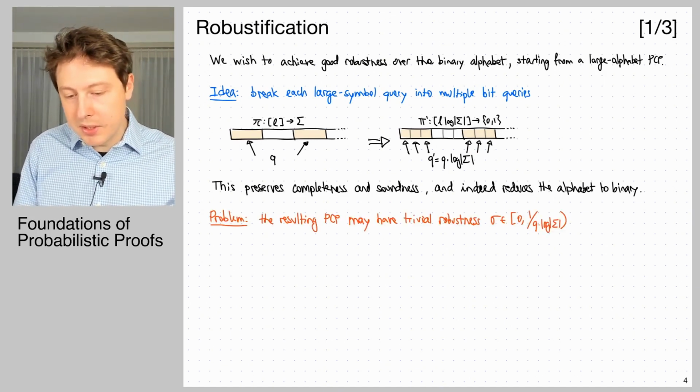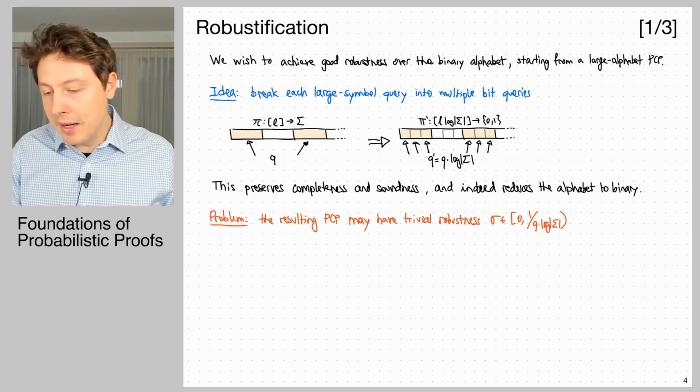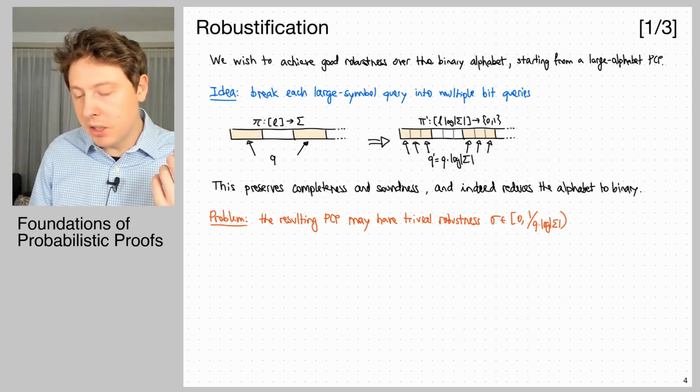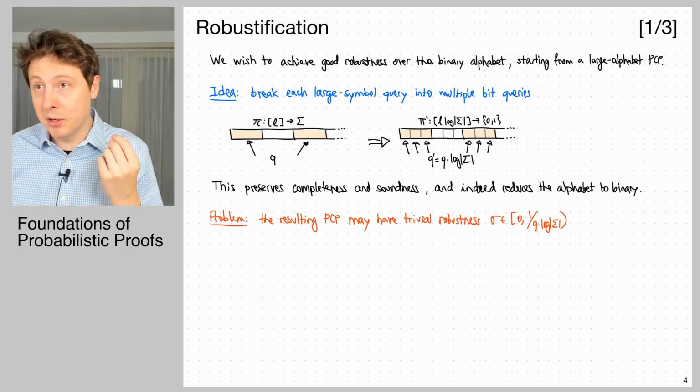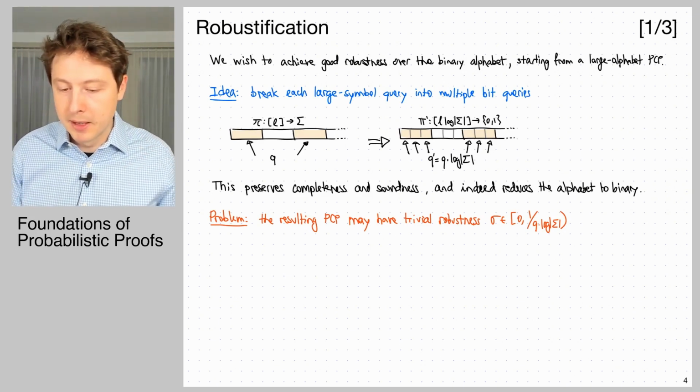The problem is that the resulting PCP may have a trivial robustness that is even less than 1 over Q times log sigma. You should think of Q as being constant, but log sigma not as being constant, because we're thinking of a large alphabet. So why is that?